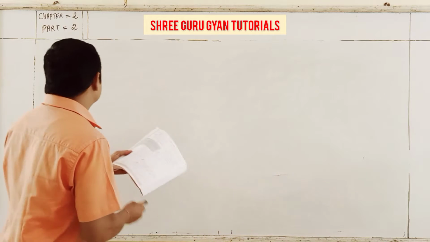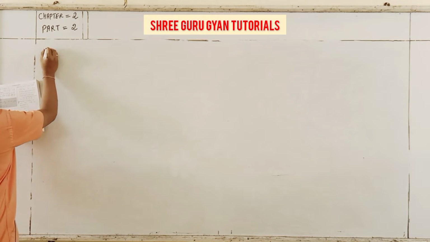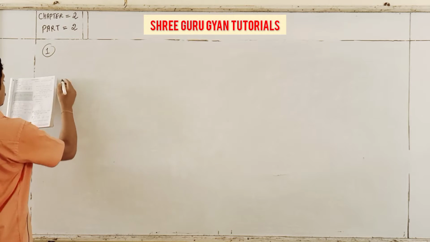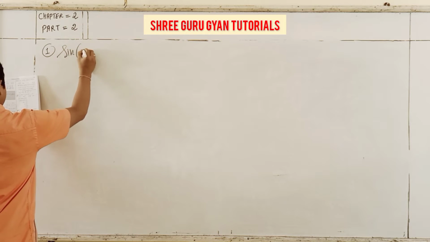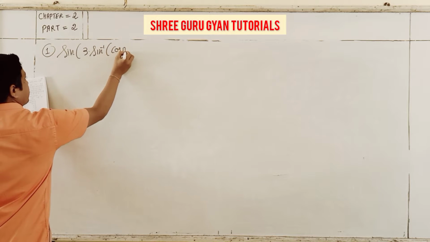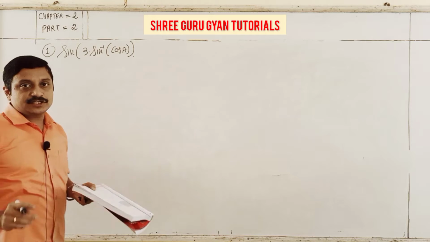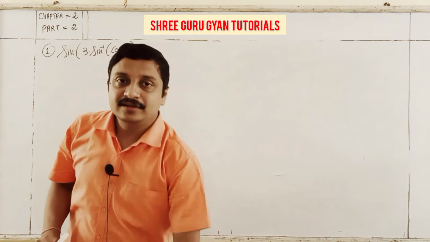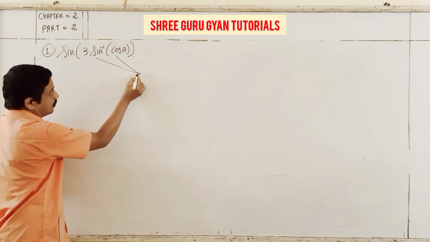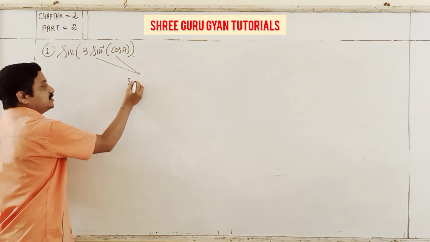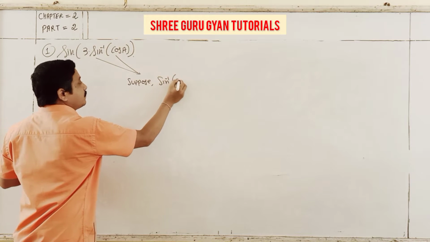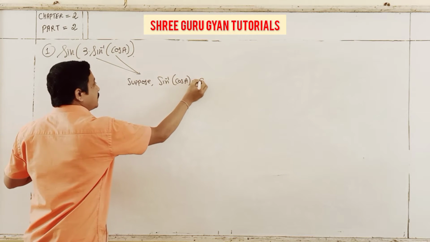Yes, write down question number 1. Sine inverse sine of 3 times sine inverse of cos A. Just suggestion for this internal portion, this one, and assume something theta. Sine inverse of cos A becomes theta.